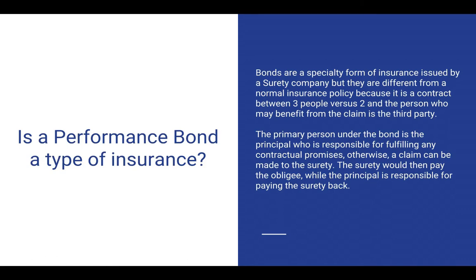The primary person under the bond is the principal, who is responsible for fulfilling any contractual promises. Otherwise, a claim can be made to the surety. The surety would then pay the obligee while the principal is responsible for paying the surety back.